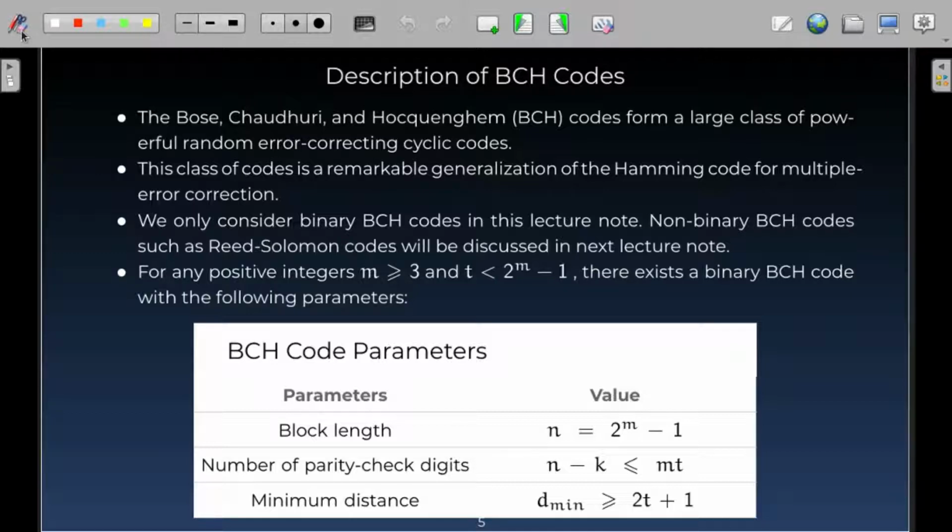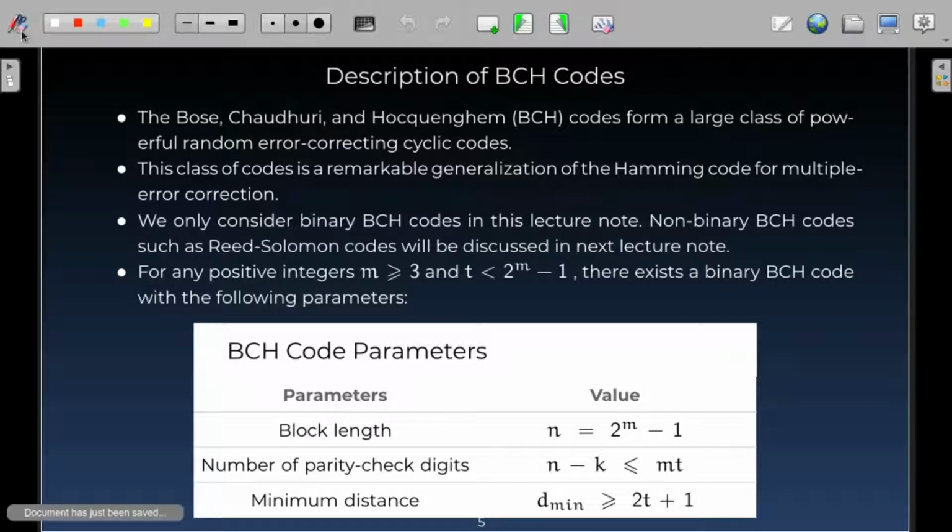Now the description of the BCH code. For any positive integer m greater than or equal to 3 and t less than 2 to the power m minus 1, there exists a binary BCH code with the following parameters. The very first parameter is block length n equal to 2 to the power m minus 1. Number of parity check digits n minus k is less than or equal to m times t, where t is basically the error correcting capability of BCH code. Minimum distance d minimum is greater than or equal to 2t plus 1.